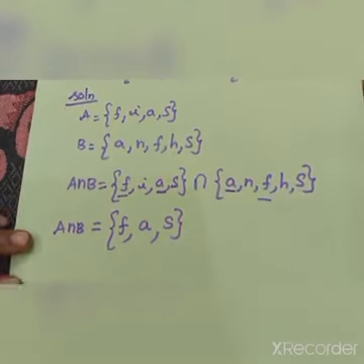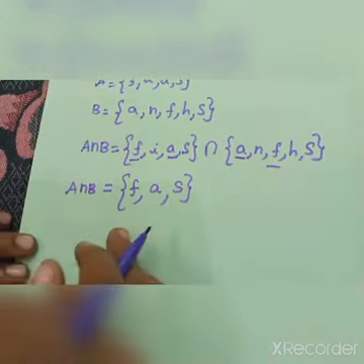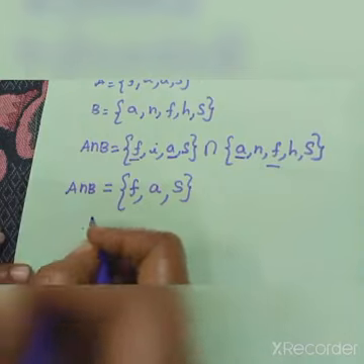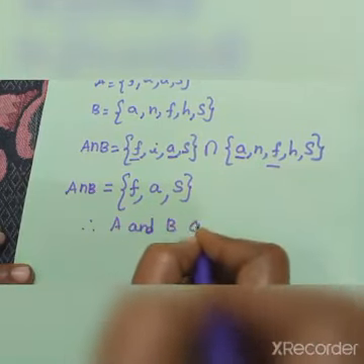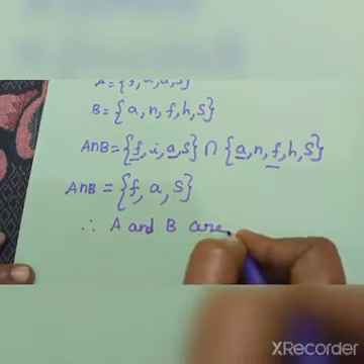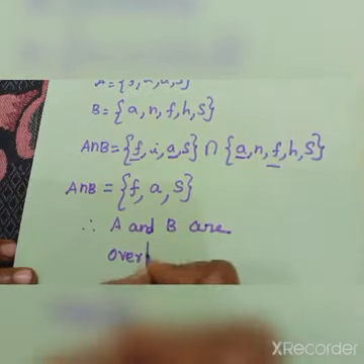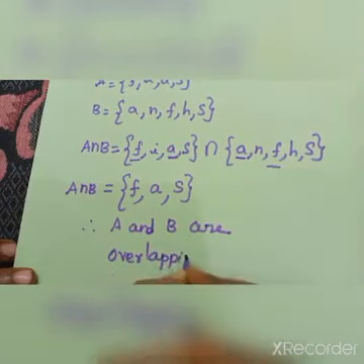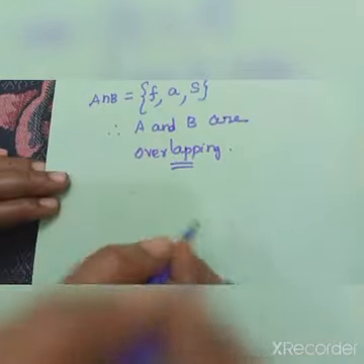So if there are common elements, we have to say that the sets are joint sets. Okay, there are common elements. Therefore, A and B are joint sets, meaning overlapping. Okay, understood students? Next, second subdivision.